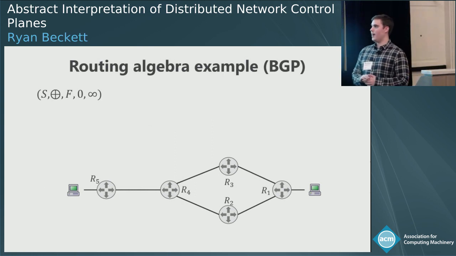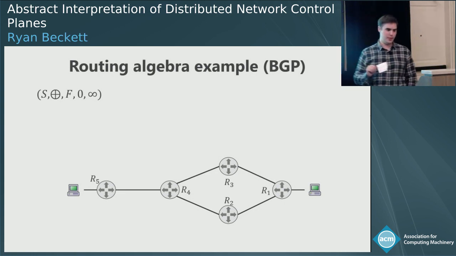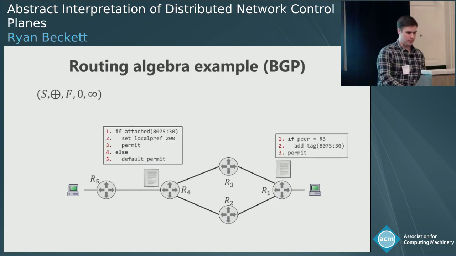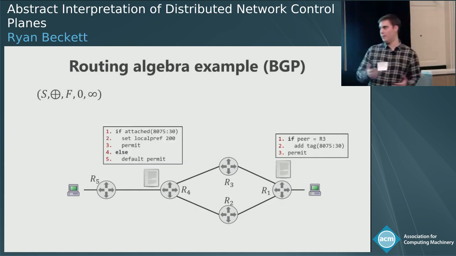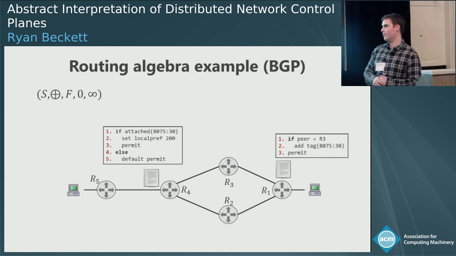So here's a network with five routers, R1 through R5, and there are two host machines, one connected to R1, one connected to R5. And let's say we want to provide connectivity from R5 to R1. So a network operator configuring this network might write some configuration in, let's say, Cisco's proprietary vendor format. And they're basically simple little imperative programs, is the easiest way to think about them.